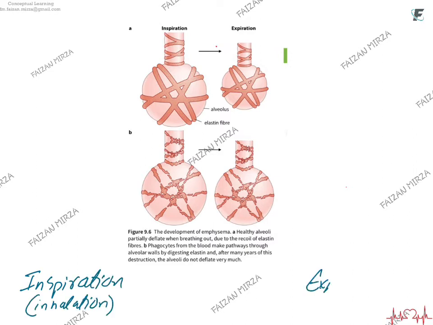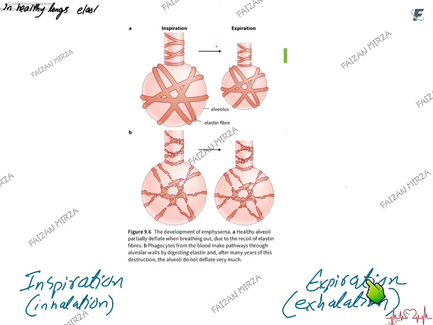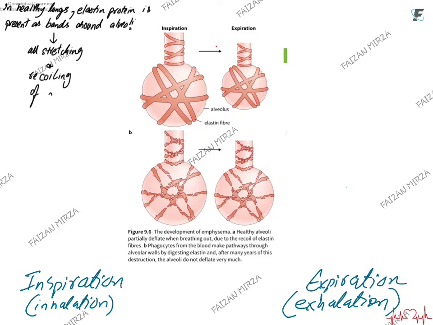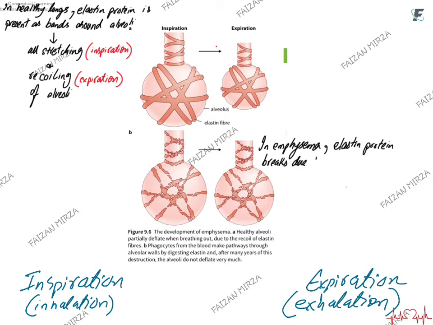This side of the screen shows you the inspiration, what's occurring during inhalation, and this other part of the screen shows what's happening in expiration or upon exhalation. In healthy lungs, the elastin protein is present, and these bands are present around the alveoli, and they allow stretching to occur so that inhalation can occur, the stretch of alveoli comes naturally, and the recoil of alveoli can come during expiration. In emphysema, these elastin proteins get damaged, they are broken, they are fragmented, and they are not aligned in the same order.